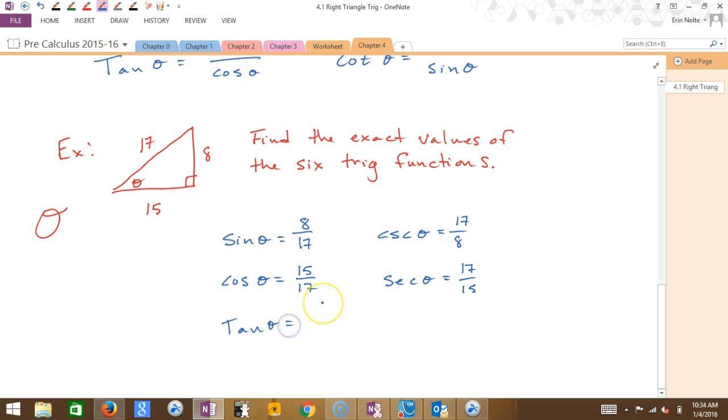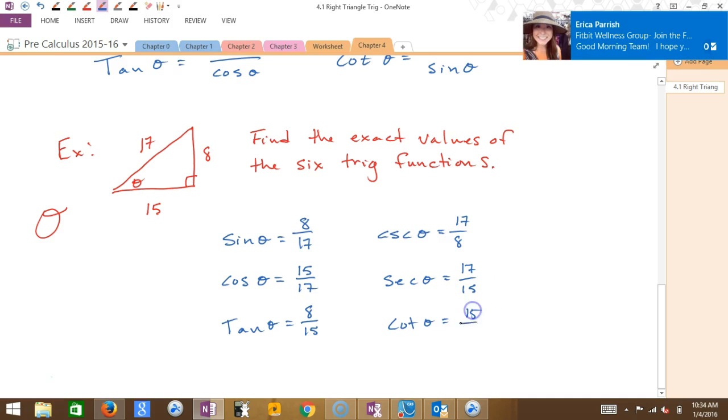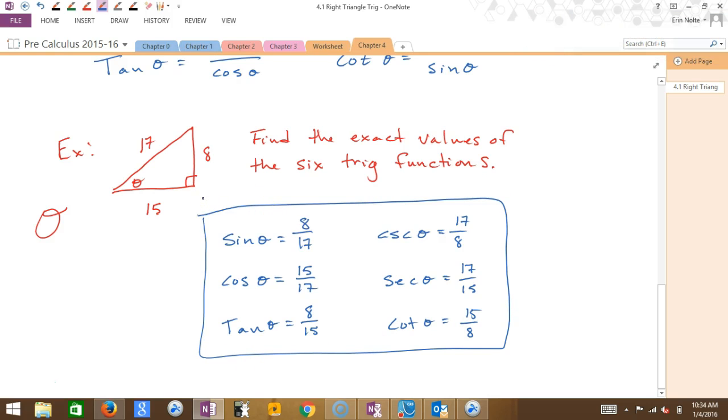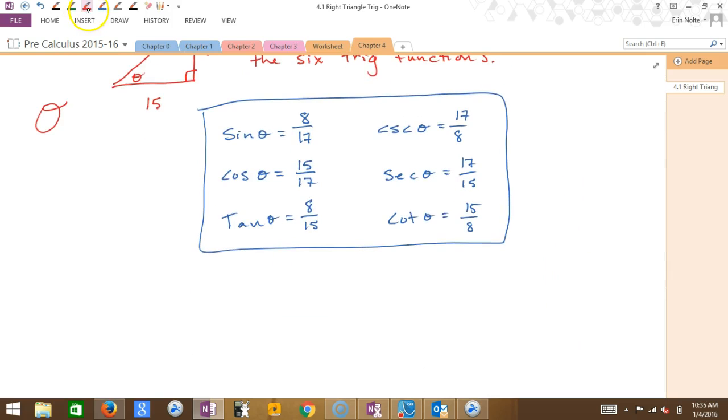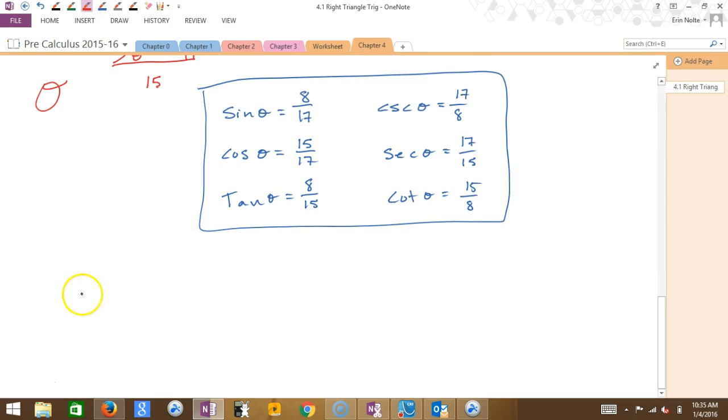Okay, the last one is tangent. So what is tangent ratio? Opposite over adjacent. 8 over 15. Okay, and its reciprocal? 15 over 8. Everybody follow that? Okay. So that one was pretty simple. Okay, so let's make it a little bit more fun.